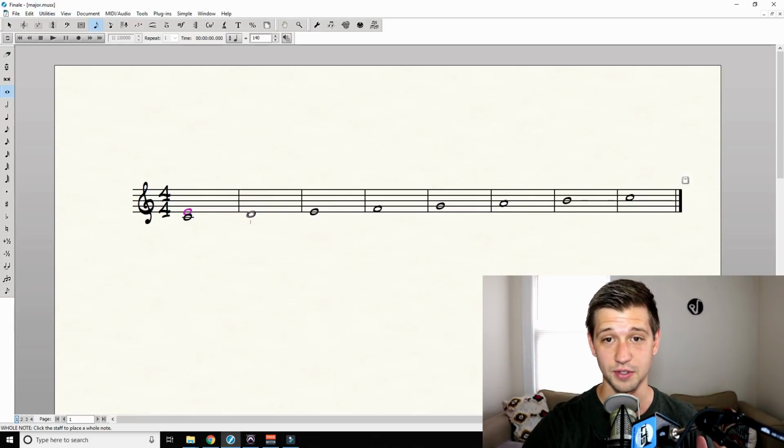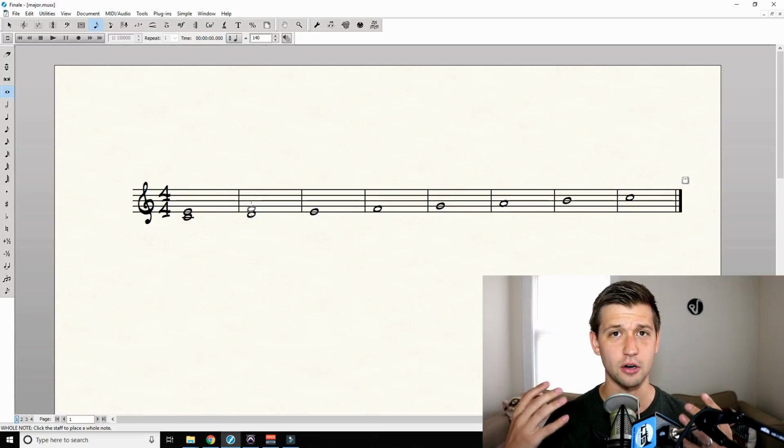These are just intervals. Now I'm going to stack a third on top of the second scale degree, D. The relationship from D to F is a minor third. How do I know that? Well, I could count half steps and all that, but ultimately I think it's better just to be able to hear it. When I hear that, I hear a minor third.